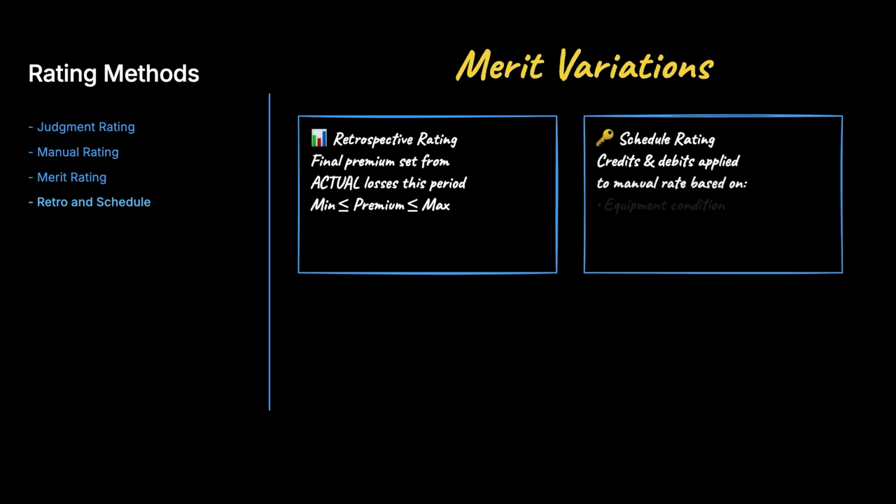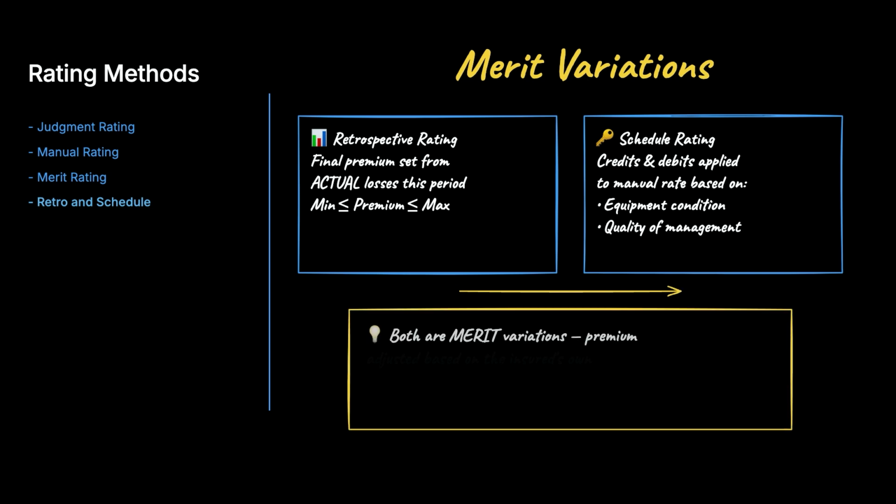Retrospective rating sets the final premium from the insured's actual losses during the current policy period within agreed minimum and maximum limits. Schedule rating applies specific credits and debits to the manual rate based on physical or operational features, like the condition of equipment or quality of management.